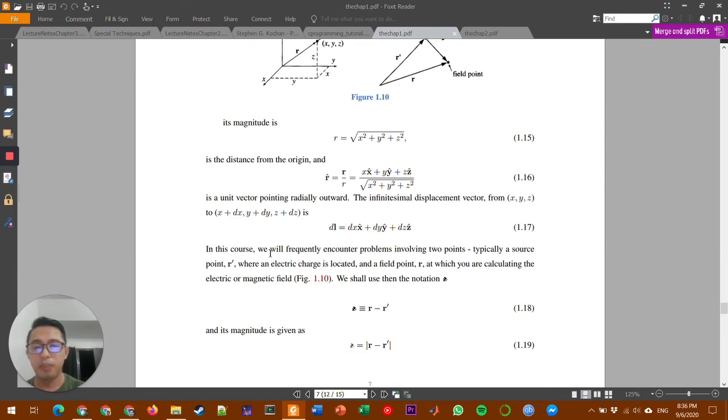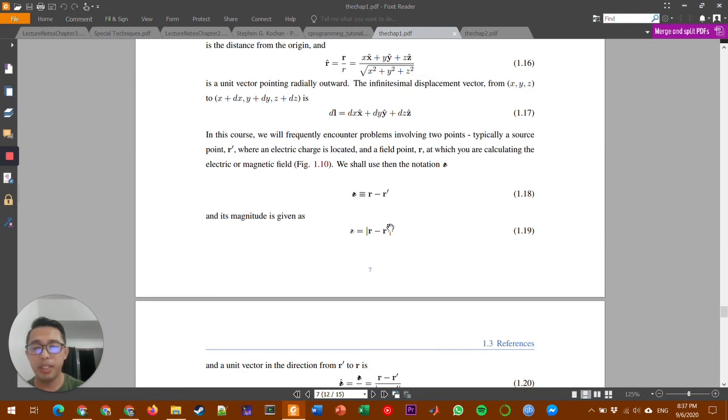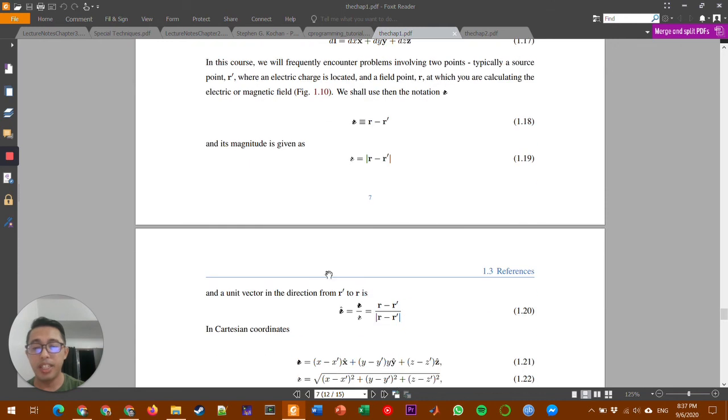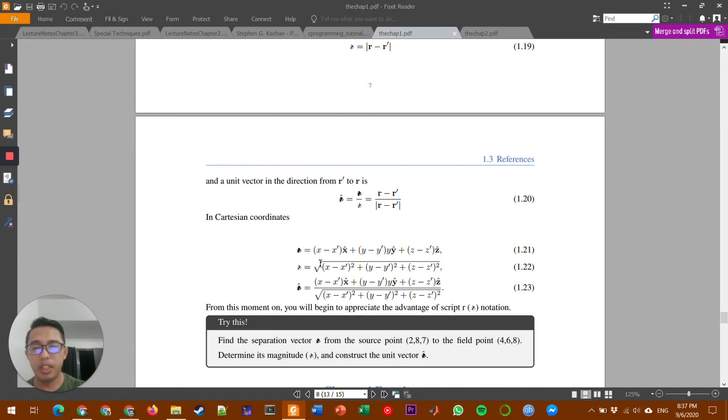In this course, we will frequently encounter problems involving two points. A typical source point, as I said earlier, is where an electric charge is located, and a field point, at which you are calculating the electric field or magnetic field for that matter. We can use the script R notation to denote the difference between the field point and the source point, and its magnitude is given by this. A unit vector in the direction of the script R is given by equation 1.20, and in Cartesian coordinates we have the following.